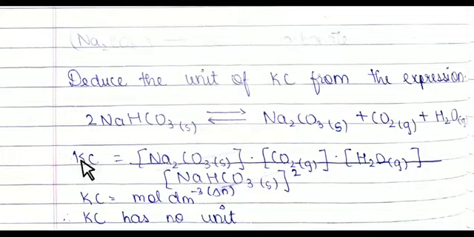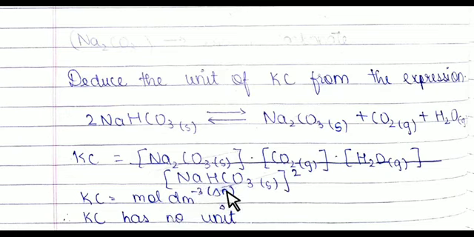Kc means equilibrium constant at molar concentration. Concentration of product upon concentration of reactant. Concentration of product means concentration of Na2CO3, concentration of CO2, concentration of H2O, upon concentration of reactant. Concentration of reactant means concentration of sodium bicarbonate having quantity 2, meaning square. Now what is the unit of Kc? Kc is equal to (mole per decimeter cube) raised to delta n.